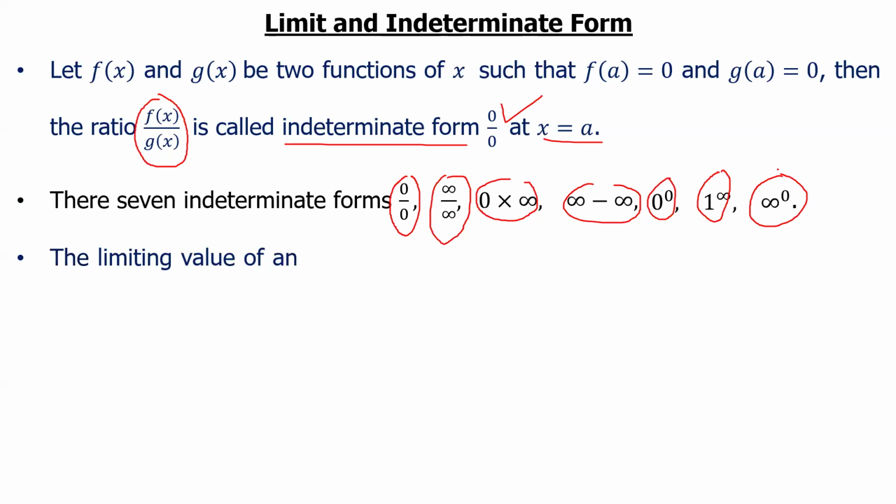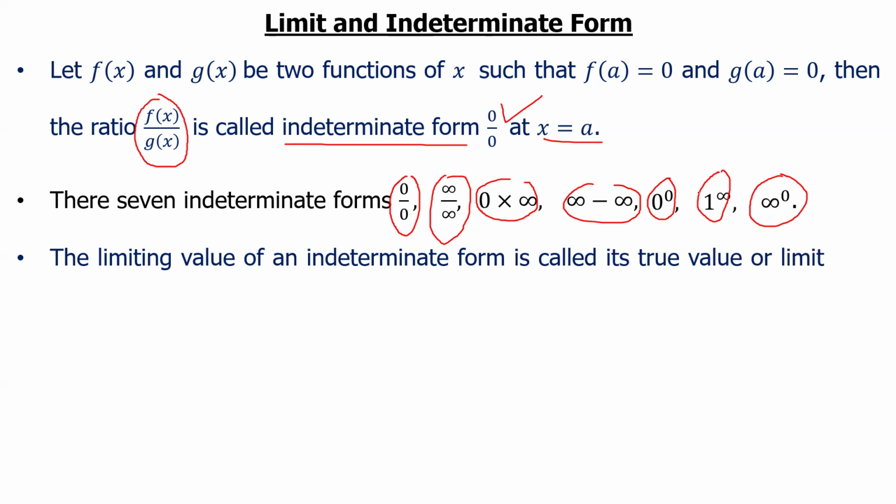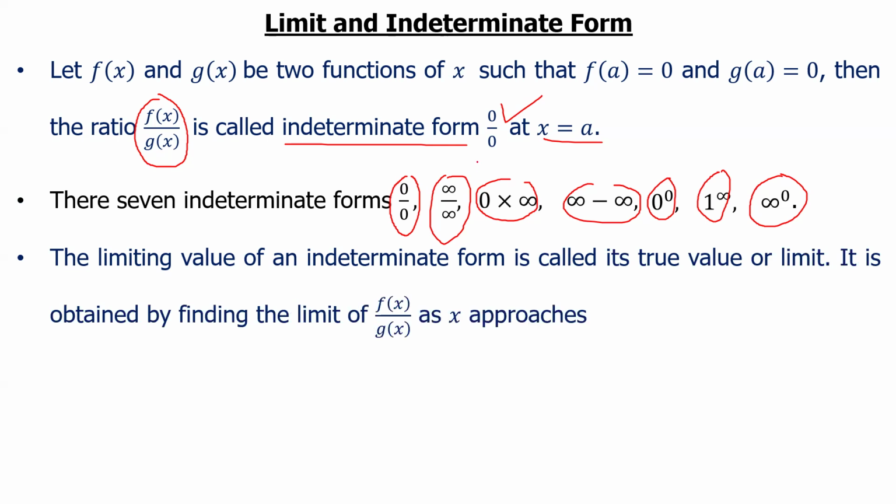The limiting value of an indeterminate form is called its true value or limit. It is obtained by finding the limit of f(x) divided by g(x) as x approaches a.